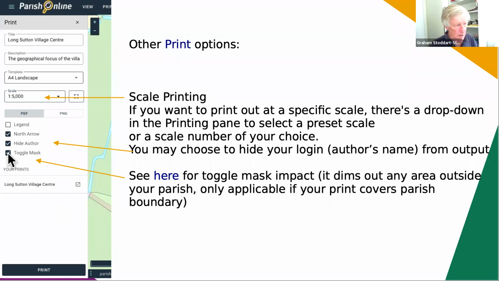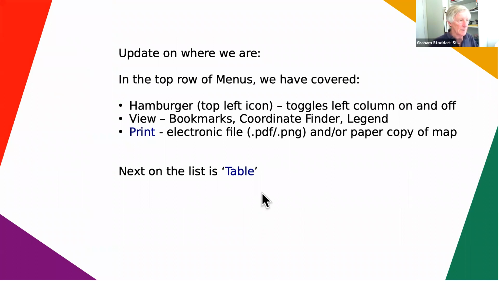Well, the usual complaint that I get is my printout is not as bright as it is on the screen. And the reason for that is the toggle mask has been turned on. What you need to do is turn it off. And I've got a link in the presentation when you get it. This link takes you to the toggle mask explanation in the knowledge base, because it's much better than anything I could give you. All right, so we've done the hamburger menu, we've done the view menu, we've done the print menu. Next one is table.